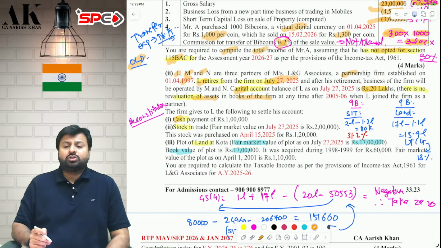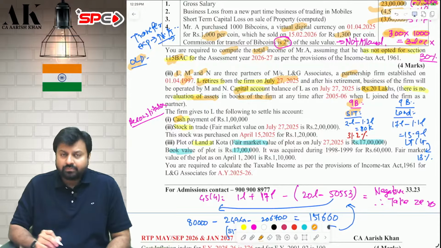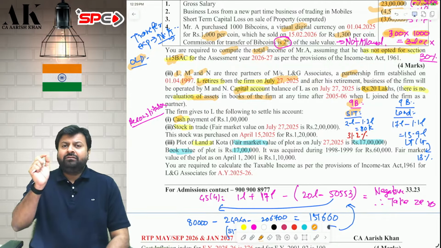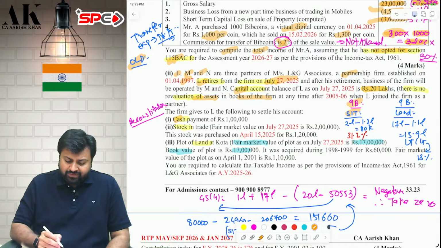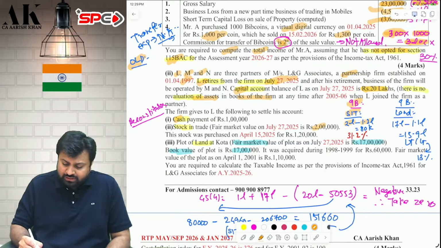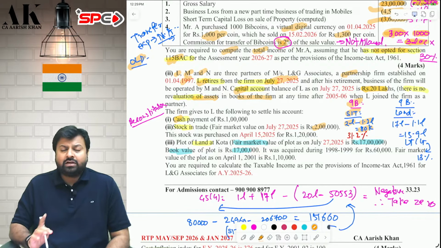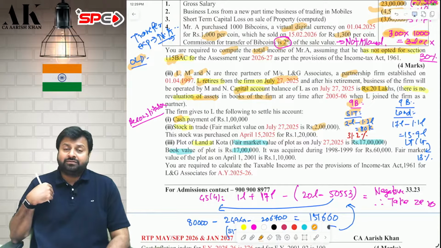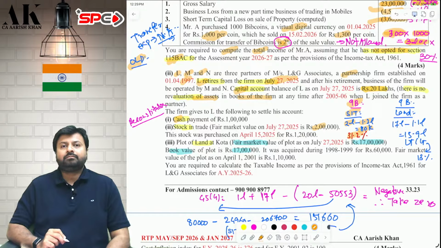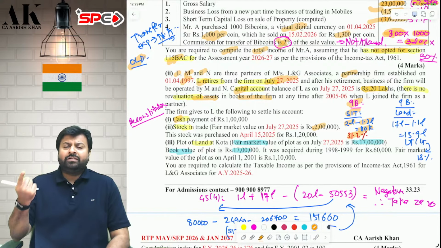Let's talk about stock in trade. Under 9B, how will you compute the PGBP income? FMV of the stock in trade minus the cost. The FMV of the stock in trade today is 2 lakh rupees. What is the cost? 1.2 lakhs. Therefore, 80,000 will be chargeable under PGBP in the hands of the firm, and on that the firm will pay 31.2% tax.